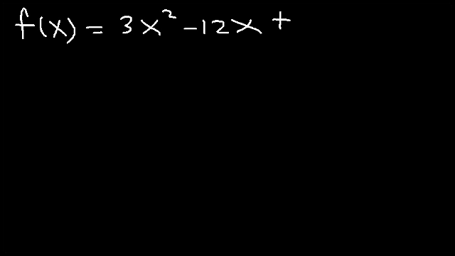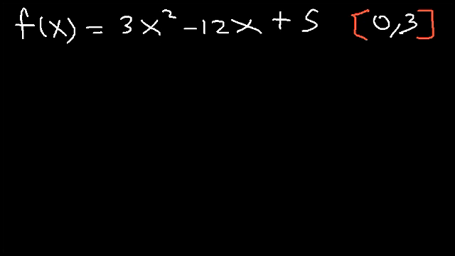Now let's say you're given the quadratic function 3x squared minus 12x plus 5, and let's say it's on a closed interval 0 to 3. So in this case, how can you determine all of the extrema? Local minimum values, local maximum values, absolute minimum, and absolute maximum values.